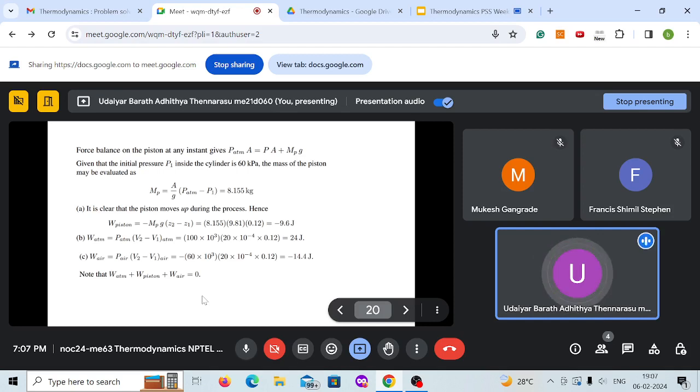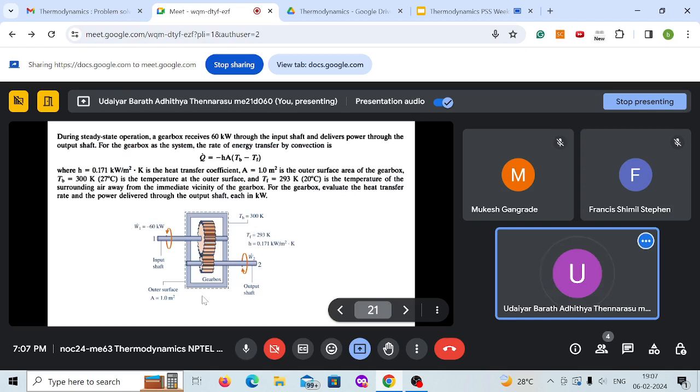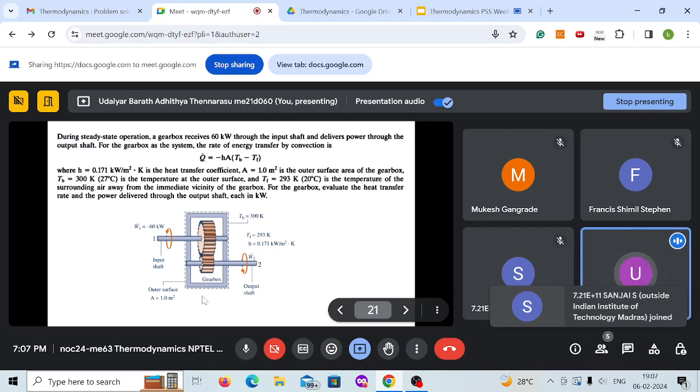Okay then. So moving on, we have a steady state operation, a gear receives 60 kilowatt through the input shaft and delivers power through the output shaft. So for the gearbox as a system, the rate of energy transfer by convection, the heat transfer relation, they are given, so minus H A (TB minus TF).